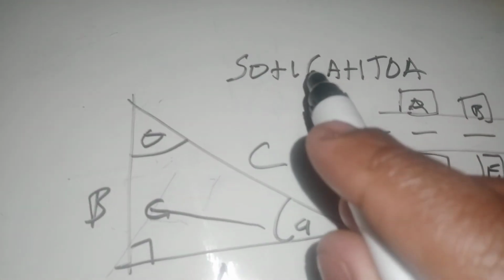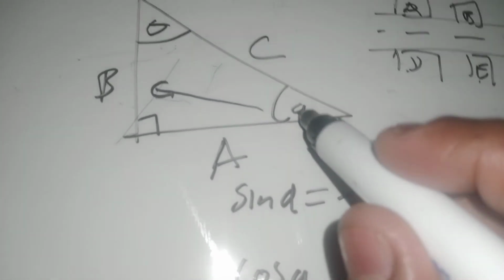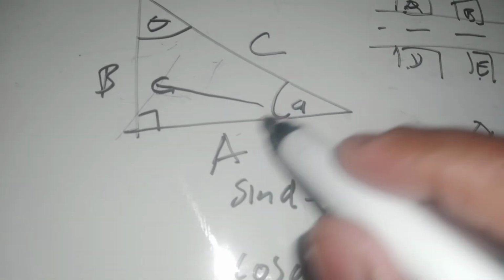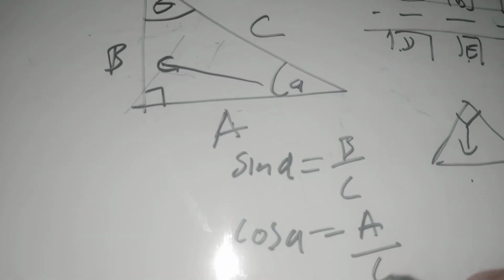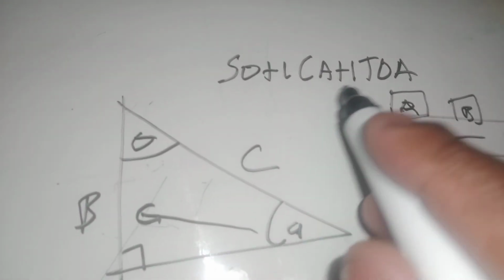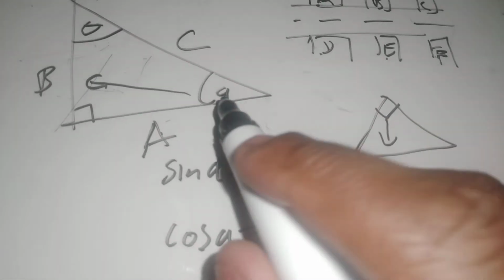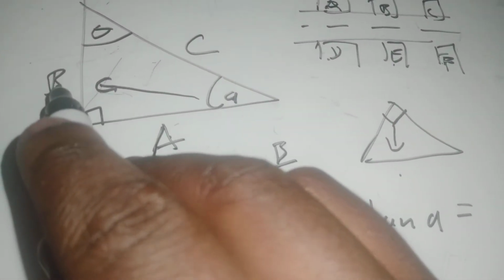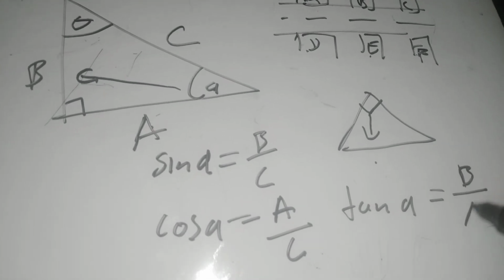And then what about cos alpha? Cos is adjacent over hypotenuse. What is adjacent? The one that is just next to the angle, which is A. So it's A over our hypotenuse, which is C. What about tan alpha? Tan alpha is opposite over adjacent. So it's our opposite, whatever the angle is directly facing, which is B, over our adjacent, which is A, the side that is next to it.